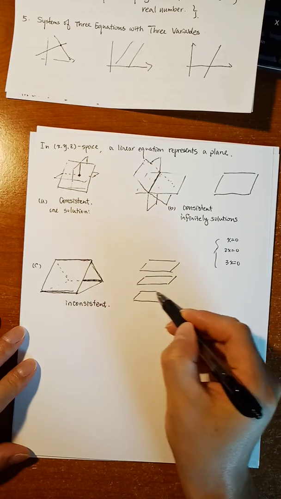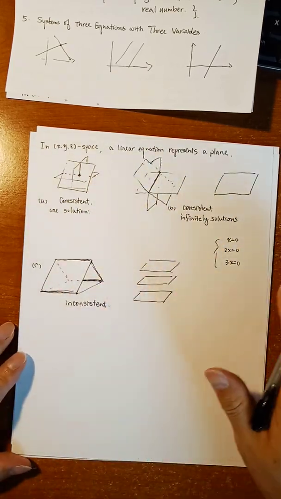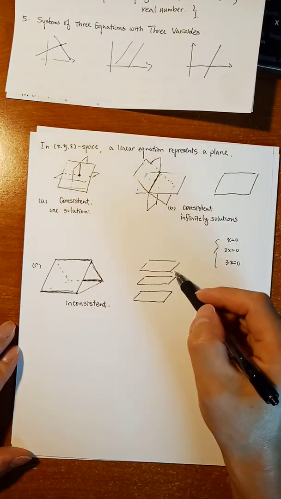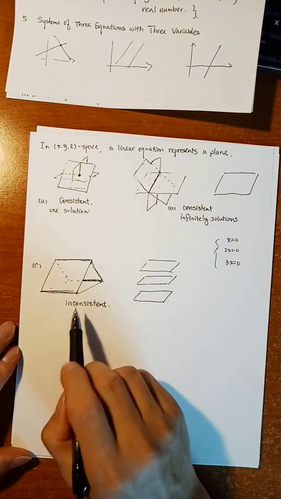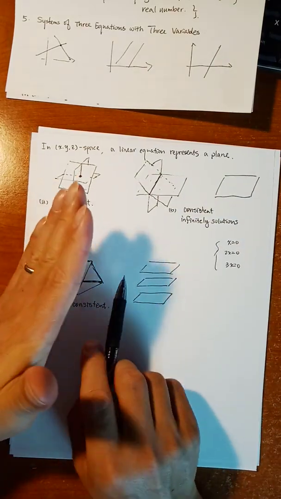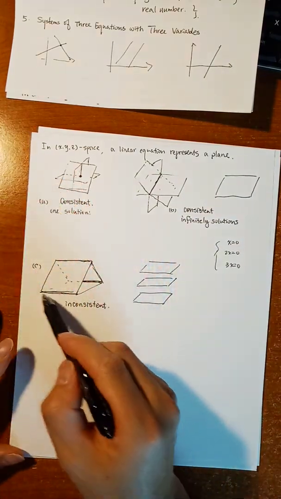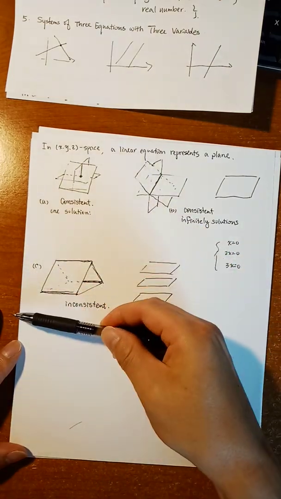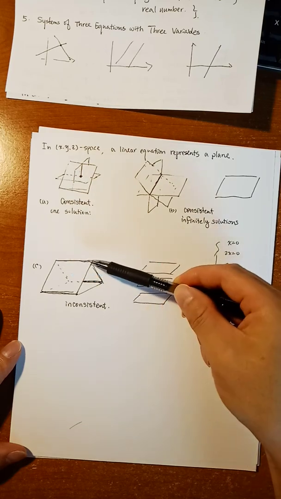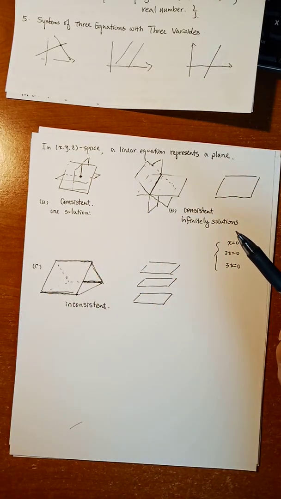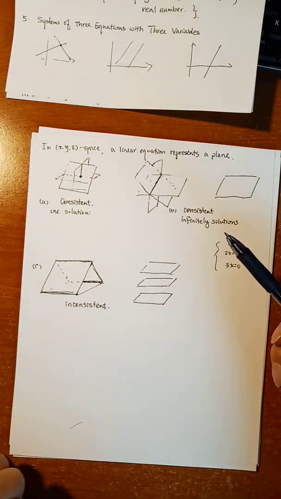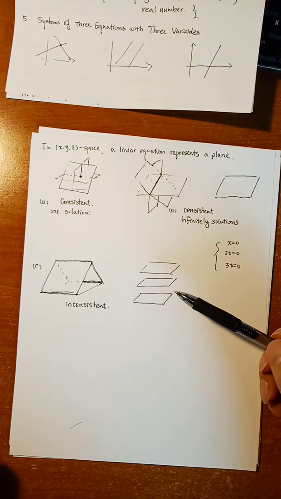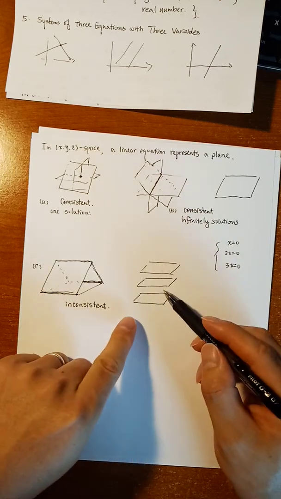And another case will be like this. You have three parallel planes. Each pair has no intersection. Here, you see, this left wall and the floor still intersect, and the left wall and right wall also intersect. Each two have solutions, but the three of them have no solution. But here, even two of them have no solutions. So this is also inconsistent.